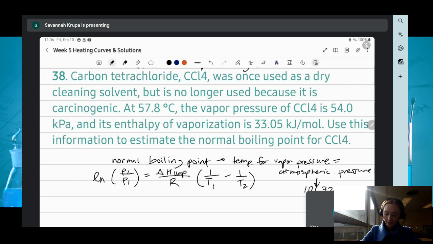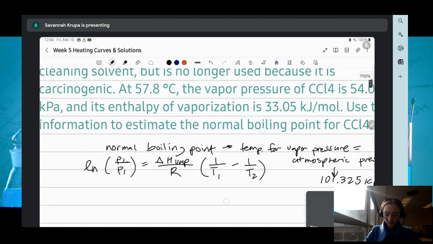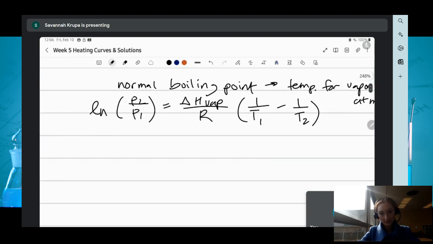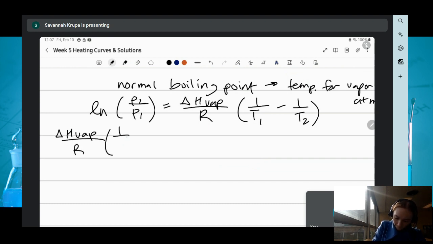And what I always like to do with these kinds of problems is first, before adding any of these values in yet, to solve for whatever I'm trying to find, so just move things around. So I'm going to move things around to solve for T2. To solve for T2, I can multiply both sides by R, and I'm just going to switch it first, so the enthalpy will be over here, just to make it a little bit easier.